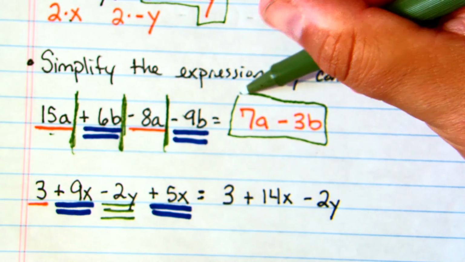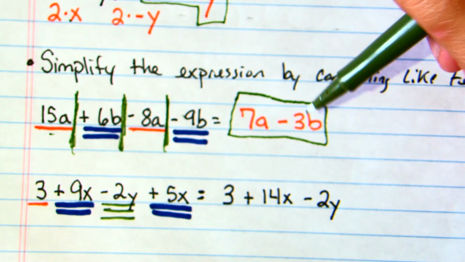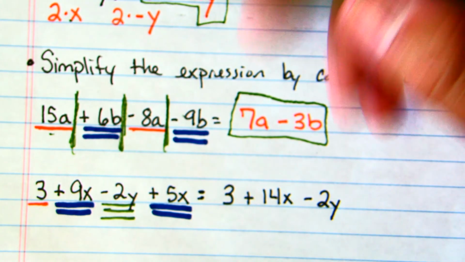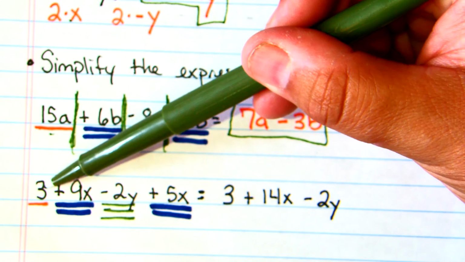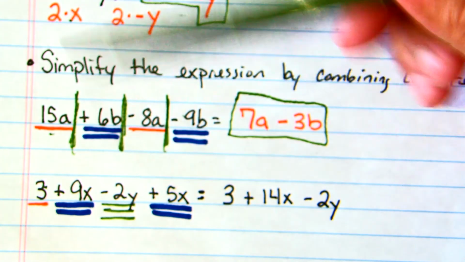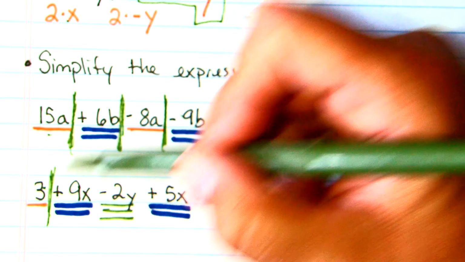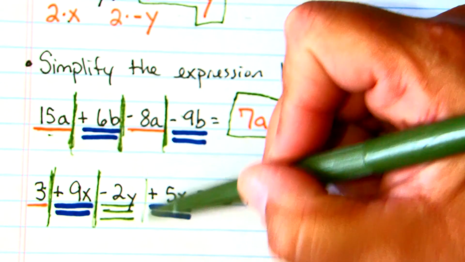And I can't combine those. I have no idea what a represents or b represents in this. I'm just combining like terms. For instance, here 3 is a constant. I have no other constants. I'm going to divide these up so that you can see this as well.